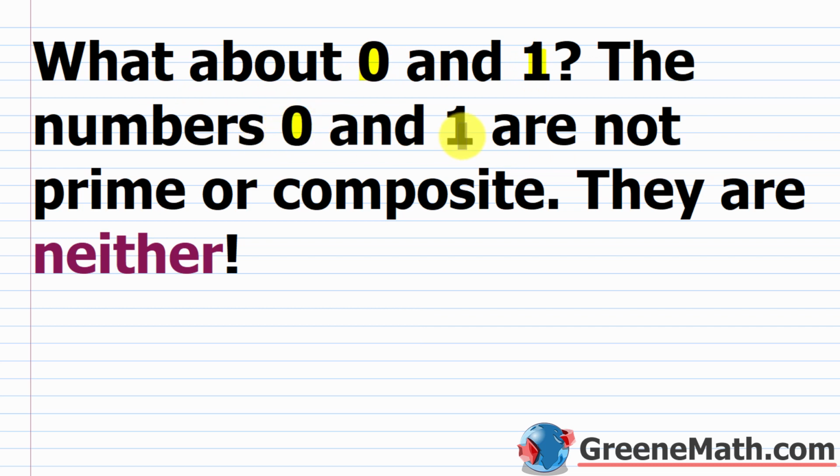The numbers 0 and 1 are not prime, and they're also not composite. If you get that question on a test, they are neither. Okay, you want to put that down. They are neither. They're not prime and they're not composite.